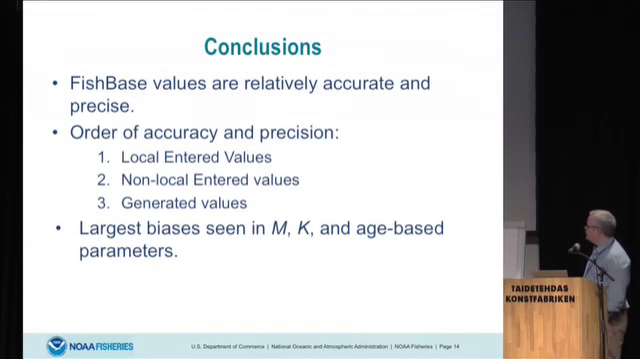So for some summary information, FishBase does give us some relatively accurate and precise information, and that order of accuracy depends on the type of information you're using. And some of the largest biases that we've seen are in natural mortality, K, and those age-based parameters. But we're also hoping that because we've shown what these distributions are and their biases and precisions, maybe folks can start adjusting for those biases whenever they're using them in their analysis.